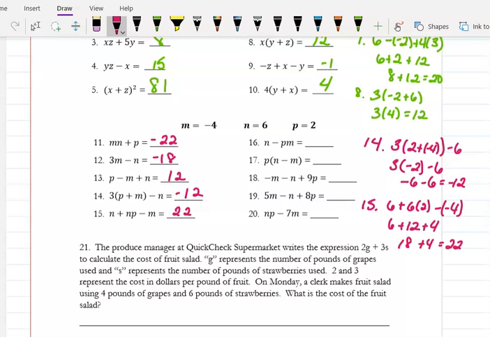Okay, so why don't you hit pause again, try that next set of 5, and come back when you're ready.